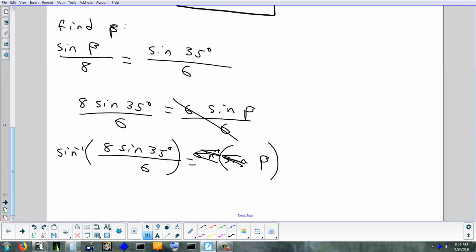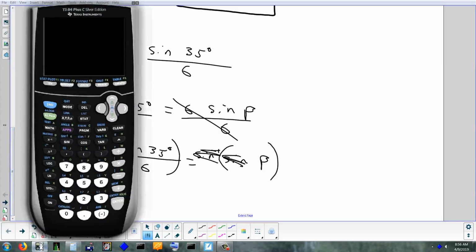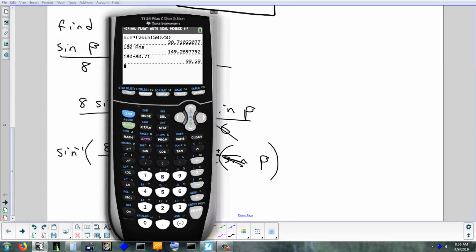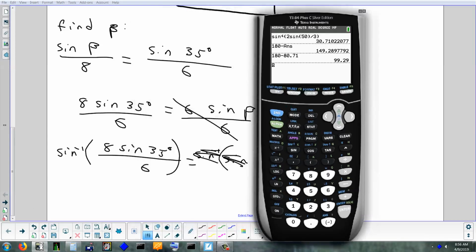Now, when I type that in, what's one thing that could happen? I get no solution. Yeah. What's another thing that could happen? I get a solution. So one of two things. I get an answer or I don't. Let's type it in and see what happens this time. Second, inverse sine, 8 sine 35 divided by 6.